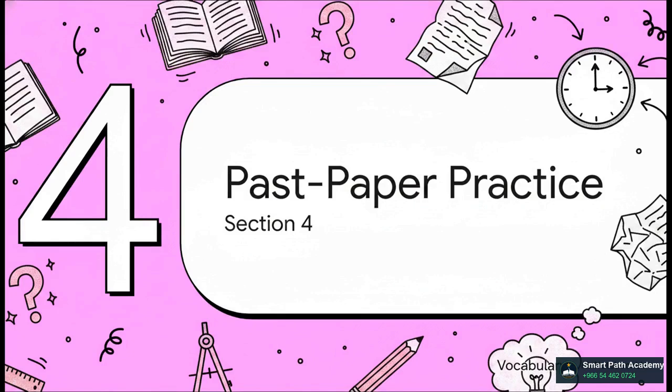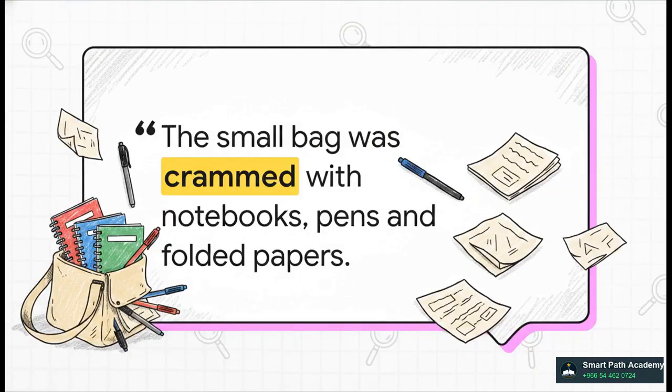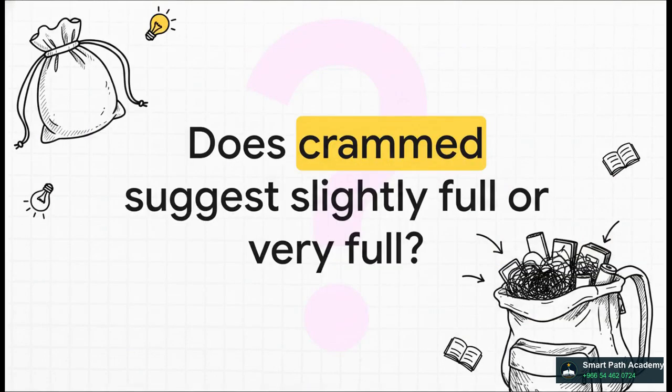You've got the core strategy down, so it's time for a field test inspired by actual Cambridge grade 5 and 6 past papers. Check out this text. The small bag was crammed with notebooks, pens, and folded papers. I want you to mentally pause for a second and grab those contextual clues. We have a small bag trying to hold notebooks and pens and folded papers. Based strictly on those textual clues, what is the word crammed telling us about the state of this bag? If you had to choose a phrase to replace it, would you go with slightly full, very full, or empty?